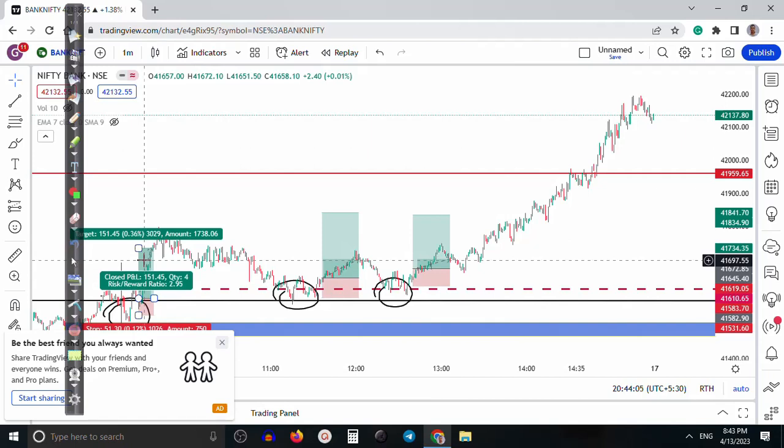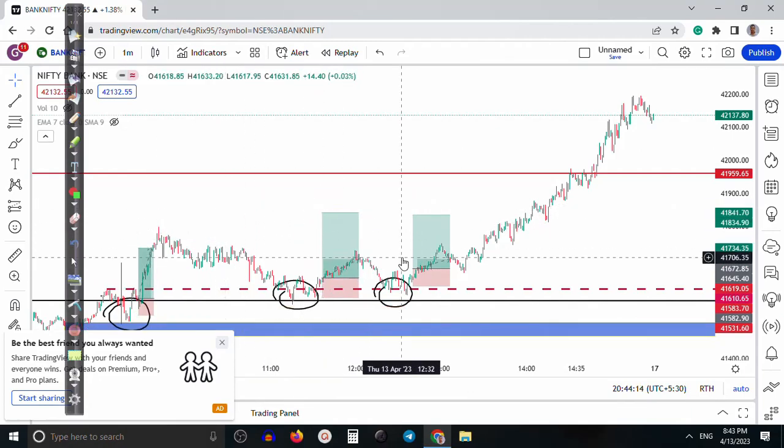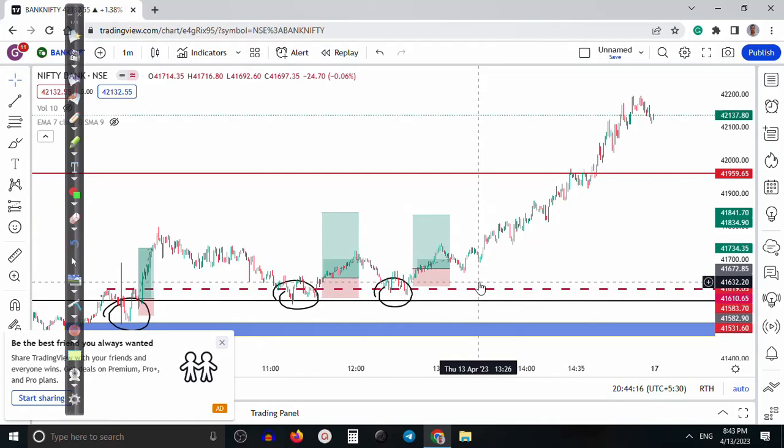So all are profitable. That is enough because we are using 4 to 5,000 quantity in a single lot. That is why 3 trades are enough for me. So I come out from the market.